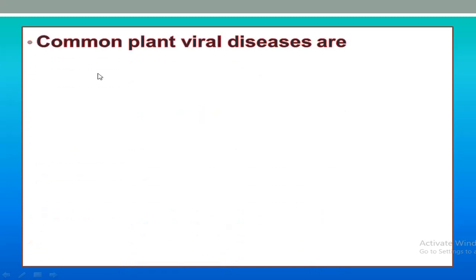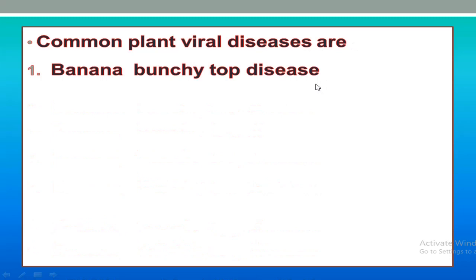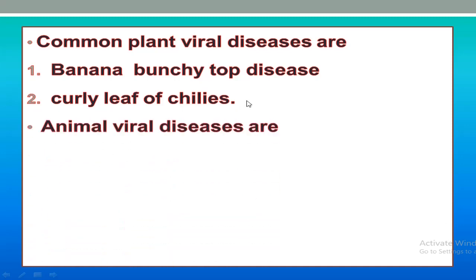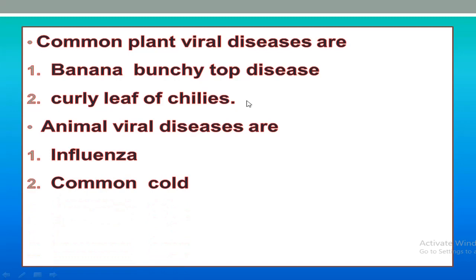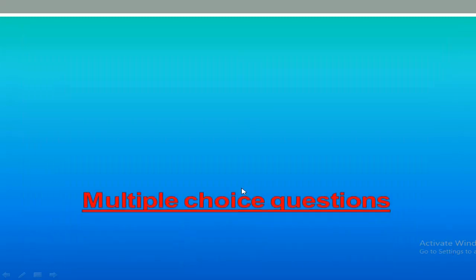Next, what are the common plant viral diseases? Banana bunchy top disease and curly leaf of chilies. Animal viral diseases: influenza, common cold, dengue, and AIDS are the common viral diseases.